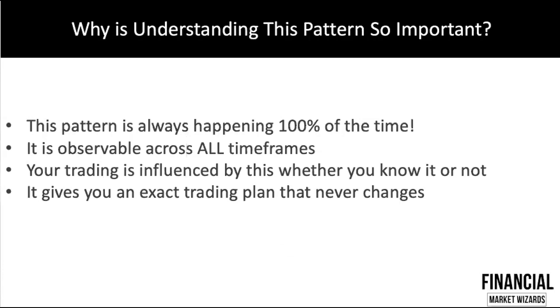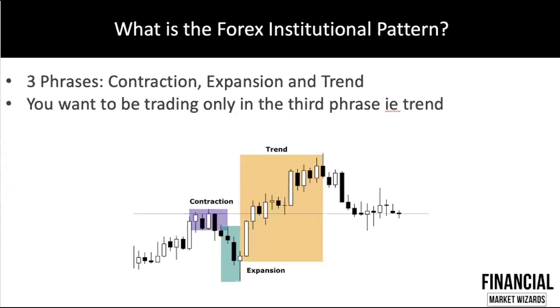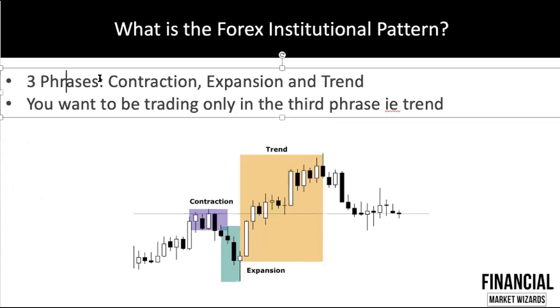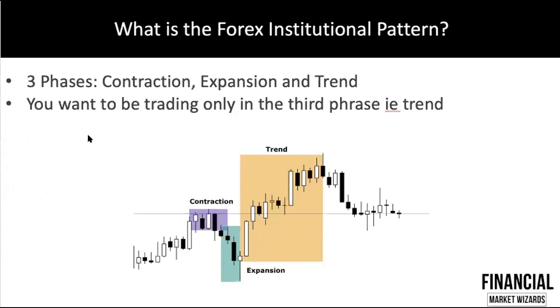Now you might ask, what is the Forex institutional pattern? The Forex institutional pattern is made of three phases. Sorry, three phases, not phrases. Anyway, it's made of contraction, expansion, and trend. Not to worry, I'll go into greater detail for each of these phases. But just know for now that there are three phases, be it contraction, expansion, and trend.